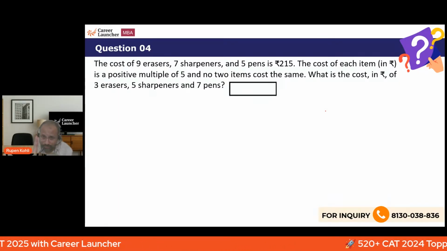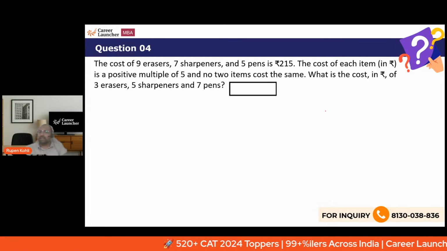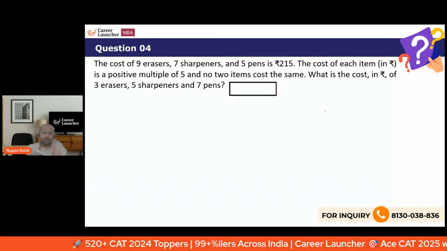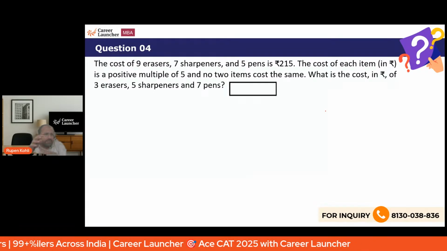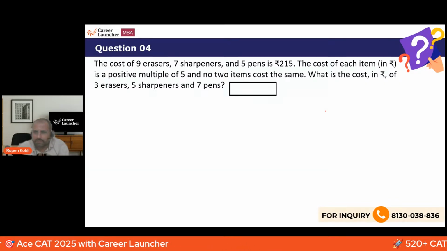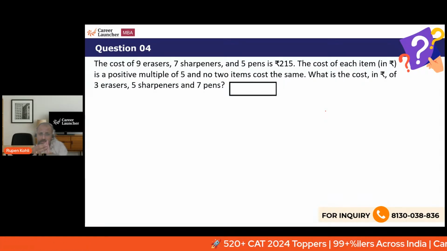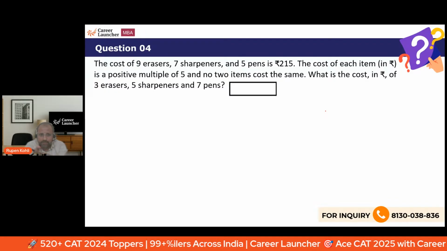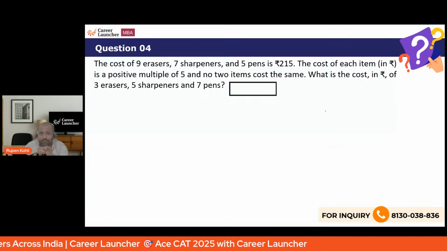And you have just one equation and 3 variables. Now you see, when we did linear equations, we did see some questions when there were three variables and 2 equations, and we were able to find some expression. But this is even one step beyond: just one equation, 3 variables. And from that, we have to find 3 erasers, 5 sharpeners, 7 pens. There is some very deep logic here, which we have to understand.